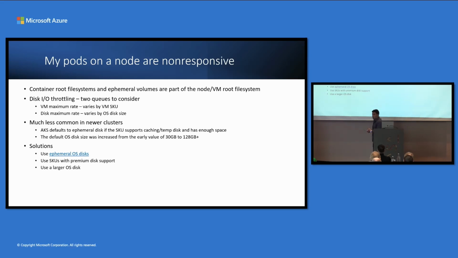Today, AKS will default into an ephemeral OS, which is basically a local disk for the OS system, because the OS system is really where a lot of the issues in this area come in, because everything from the container root file system to ephemeral volumes all come from there. So things like loggers love these ephemeral volumes, love this root partition, and we'll be writing a lot, and it will start to affect everything else.